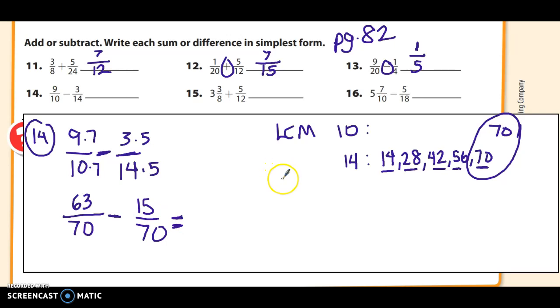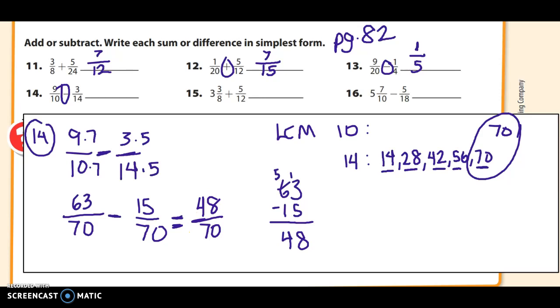Now if you can't do 63 minus 15 mentally, you need to subtract it off to the side here, because this is a subtraction problem. Pay attention to the signs. 13 minus 5 is 8, and 5 minus 1 is 4. It's 48 70ths.